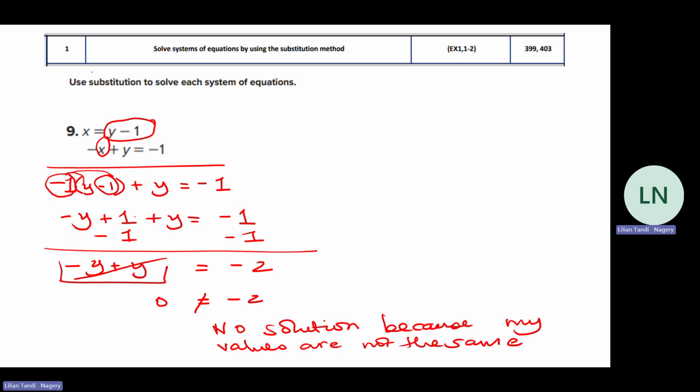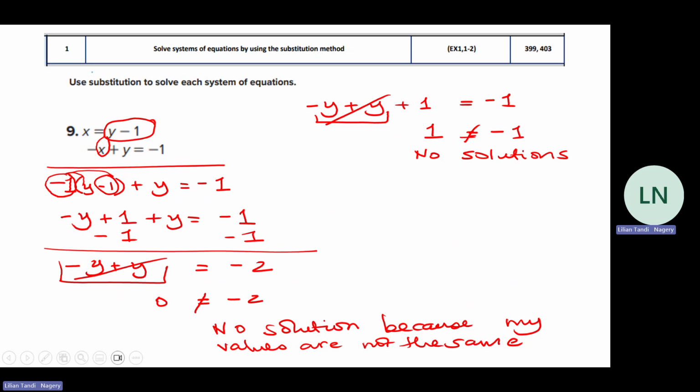Now, when you get here, you can also do this a different way. You could have done it like this: negative y plus y plus 1 equals to negative 1. I'm putting friends together. So this will give me 0, and then I'll have 1 equals to negative 1. 1 and negative 1 are not the same, so still no solution. So there's different ways of you to solve. It's how you see the question. How you see the question is how you solve, as long as it's mathematically correct, okay?